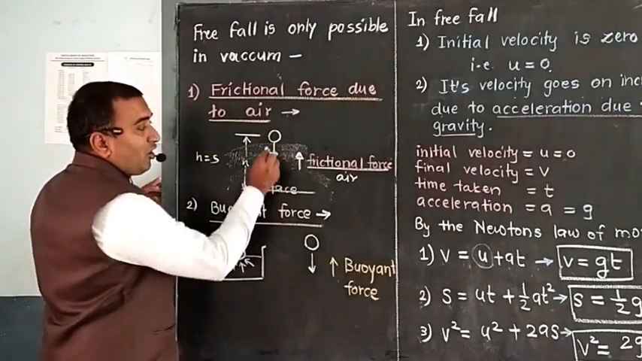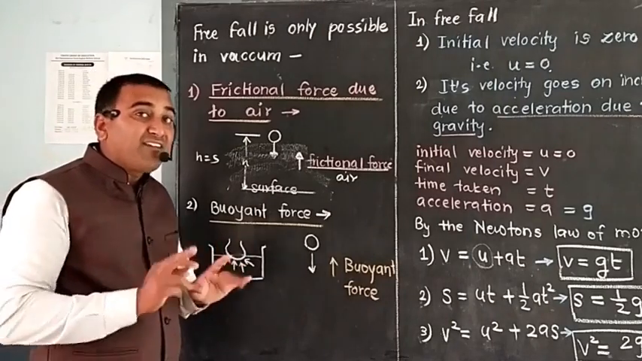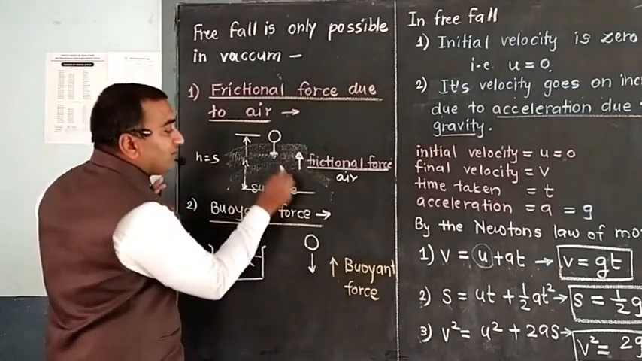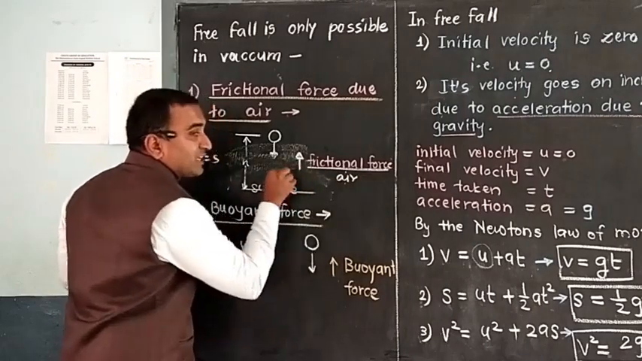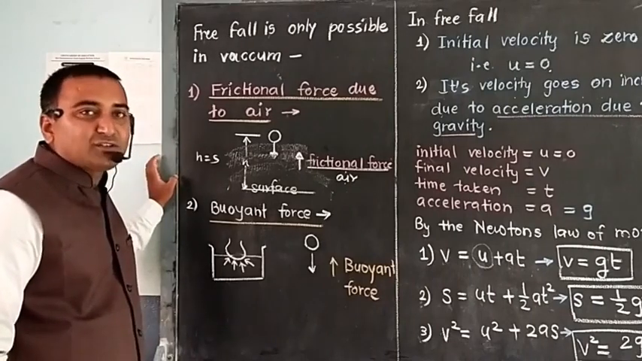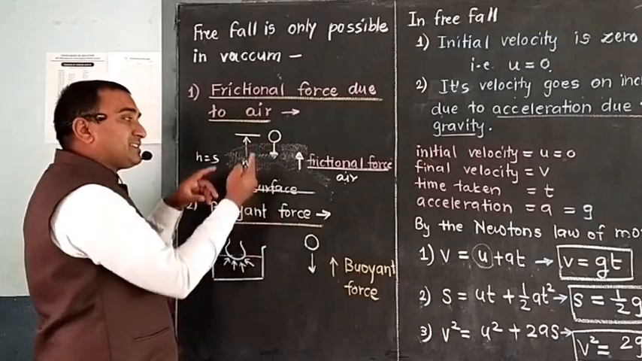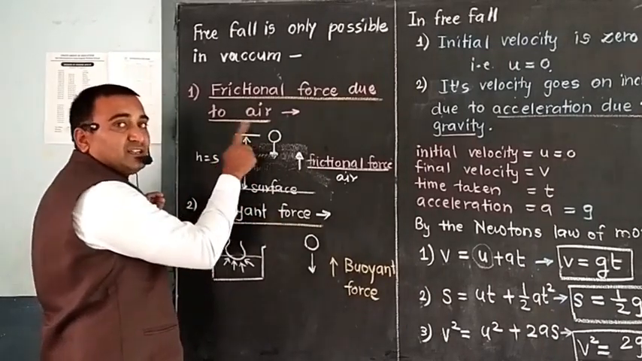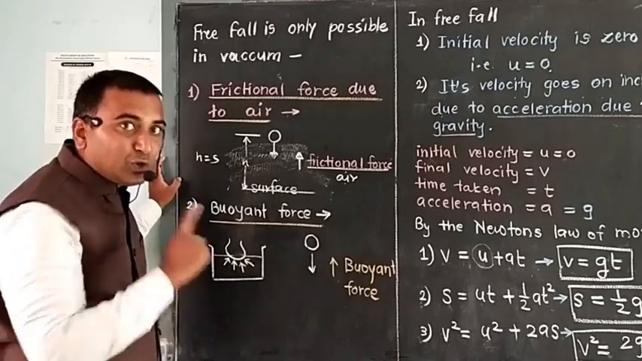So here the object is not falling under the influence of gravity alone. Along with gravity, an opposite frictional force is working on that object. So can we call it a free fall? No, actually it is not a free fall, because frictional force due to air is also working on that object. So it is not falling under the influence of gravity alone.